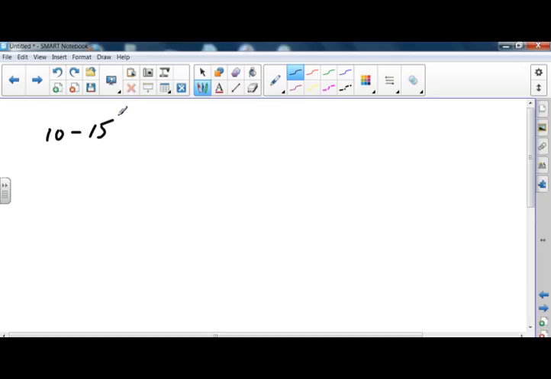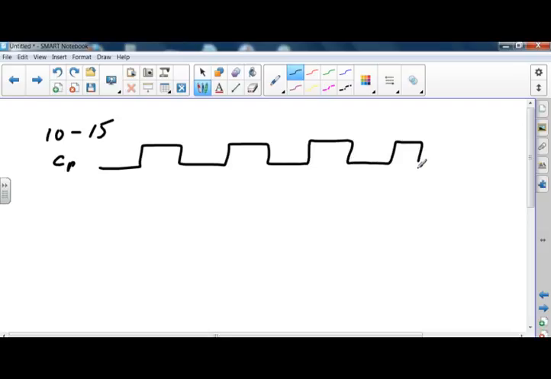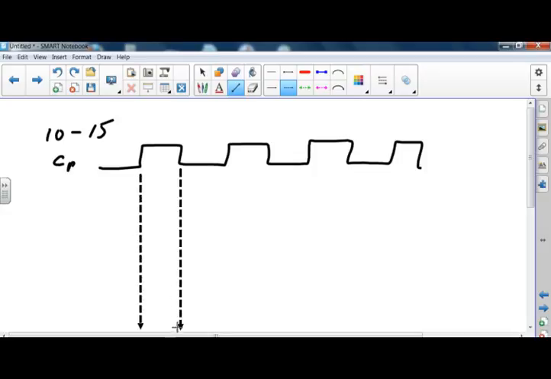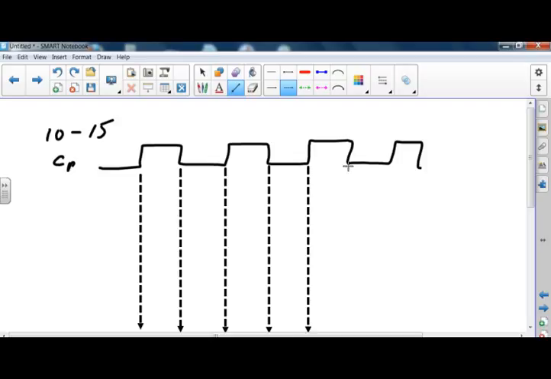Okay, 10, 15. I've got a clock pulse. I don't know if I can put all this on one piece of paper. 1, 2, 3, 4. 1, 2, 3, 4. Okay, I got 4 of them. 1, 2, 3, 4. But I don't continue after that. Okay, now we're going to put our lines on because we can. All right, I got that.